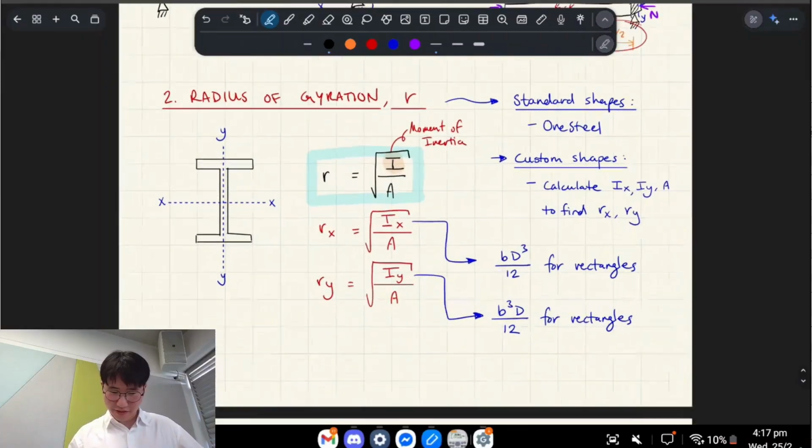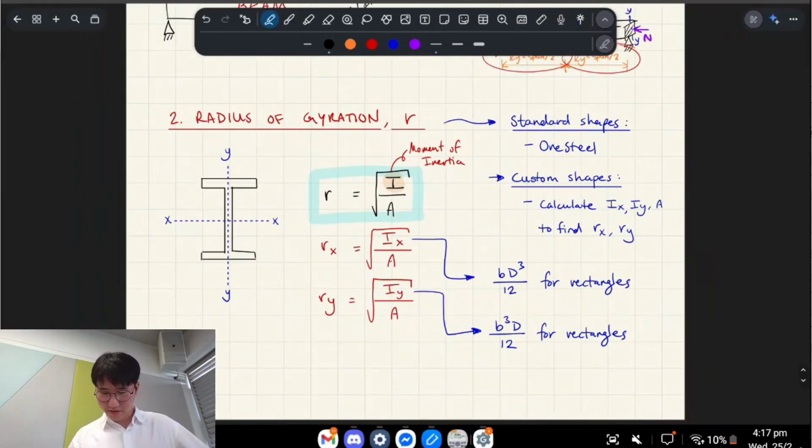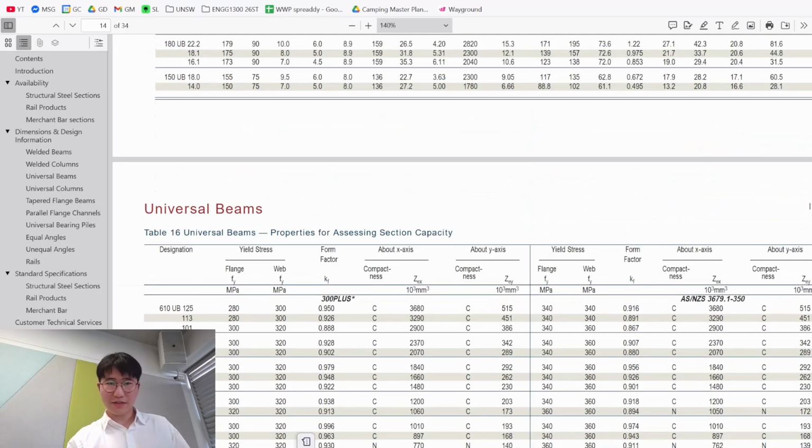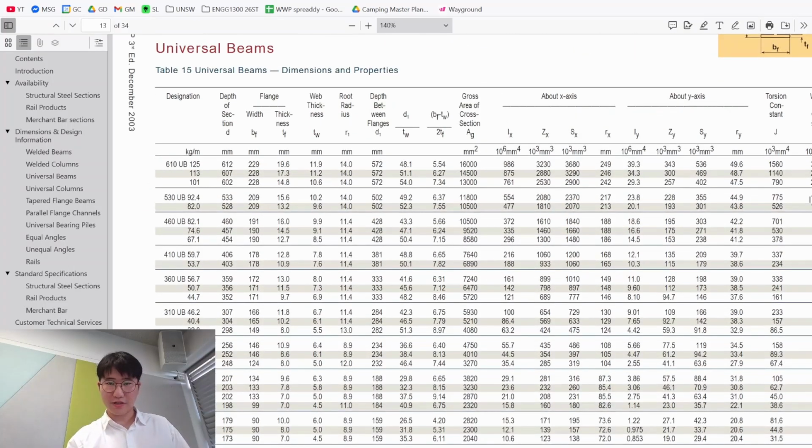Okay, radius of gyration. I've talked about this a little bit, and these are easily found on OneSteel, by the way. If you have a finished section or a standard section, it's actually very easy. Sorry, that's the root radius. Radius of gyration is over here. That's Rx, and that's Ry.